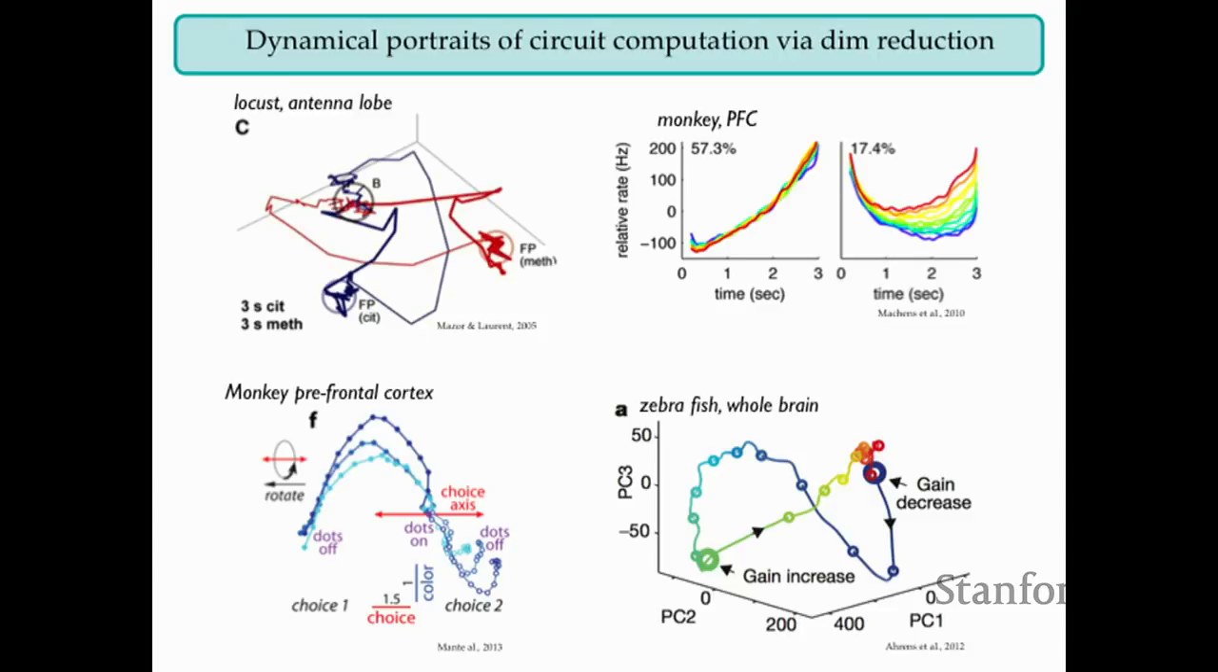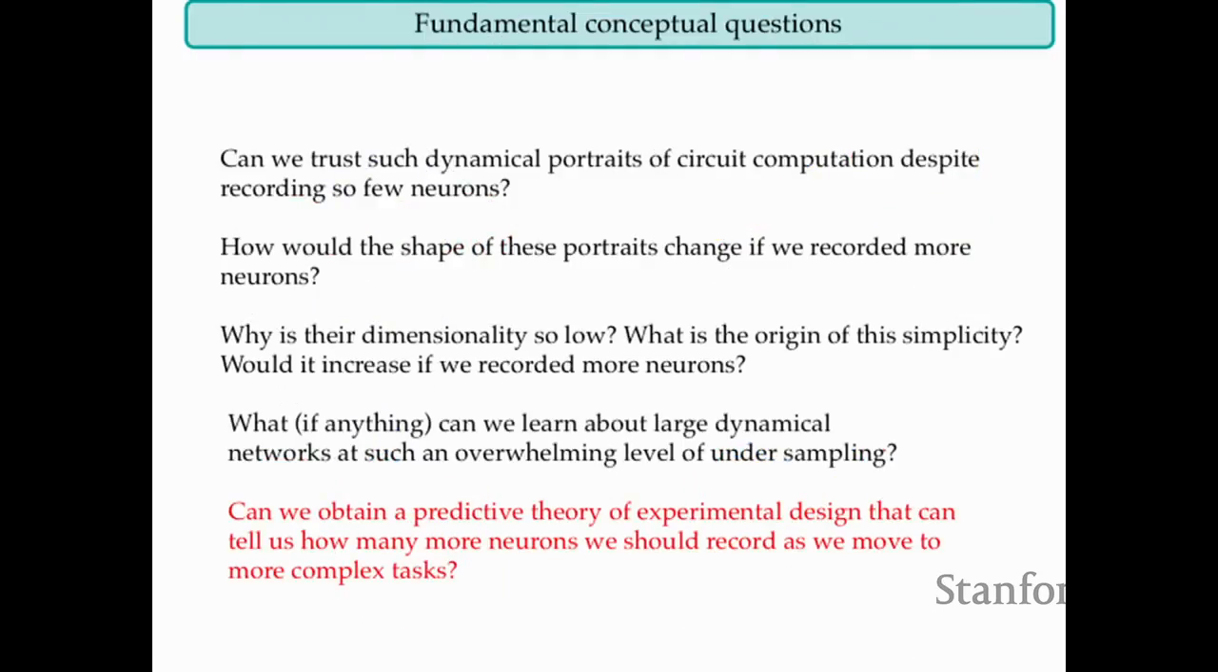So anyways, this is kind of a modus operandi for computational neuroscience with these large data sets. You recover the state space dynamics, and it's often quite insightful and quite simple. Okay? But this raises some fundamental conceptual questions. Again, can we trust these dynamical portraits of circuit computation despite recording so few neurons? How would the shape of these portraits change if we recorded more neurons? Did we even get their shape right? We make scientific inferences based on their shape. Did we get the shape right?